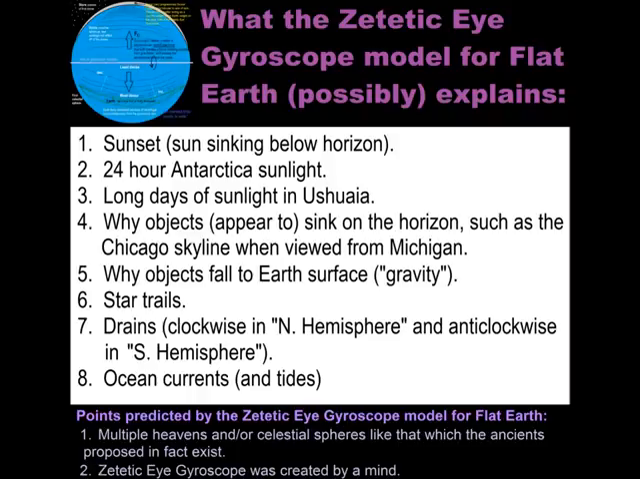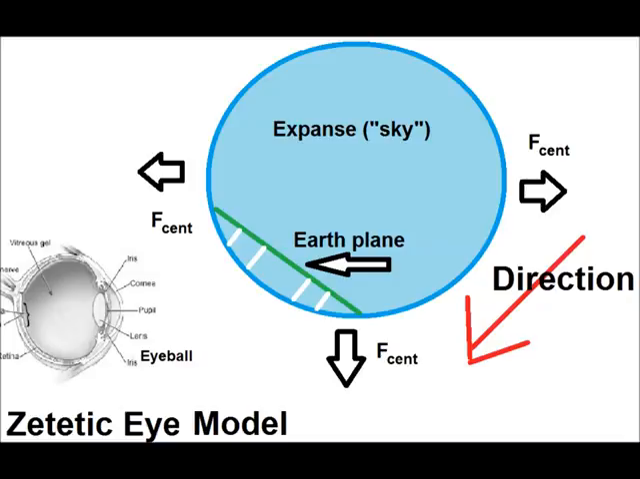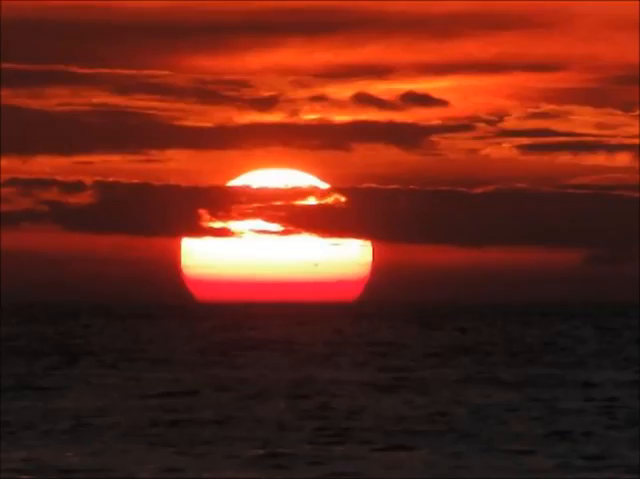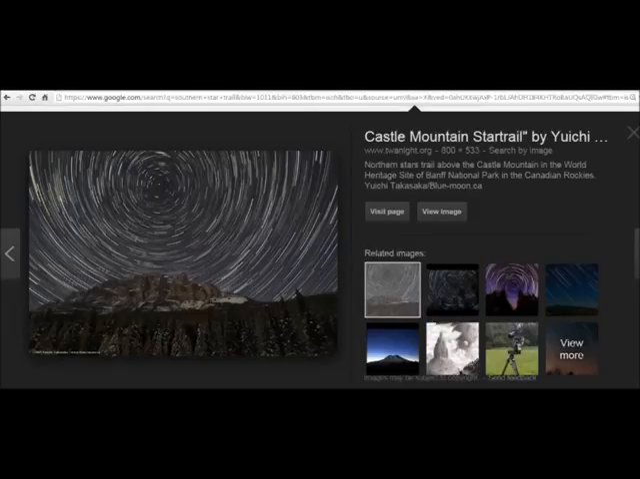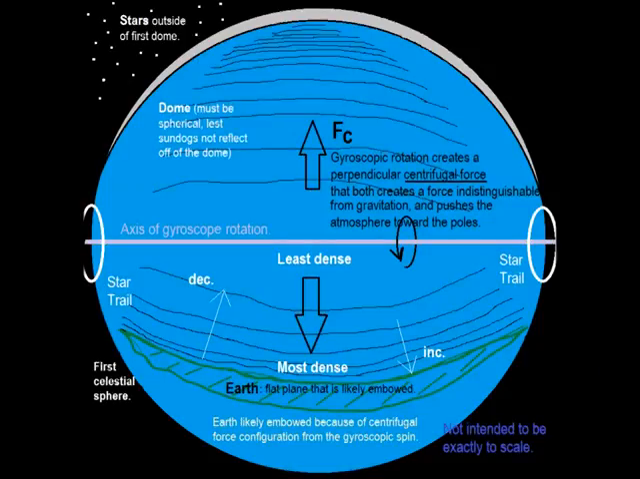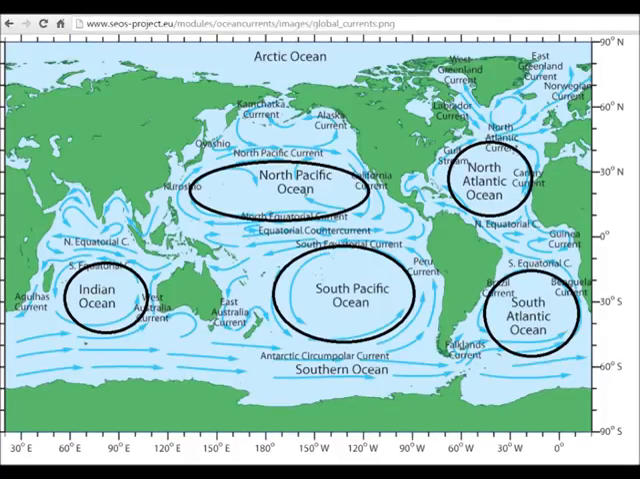And I will discuss how the Zetetic Eye model for flat Earth describes what is experienced on the surface of the Earth as gravitation, or the polar push of objects down to the Earth. The Zetetic Eye model also describes the Earth's wind and ocean currents and patterns, the sunset, and more specifically how the ball of the sun can be seen to sink below the horizon according to the flat Earth model. Also how there can be star trails around a central point in two places in the sky.